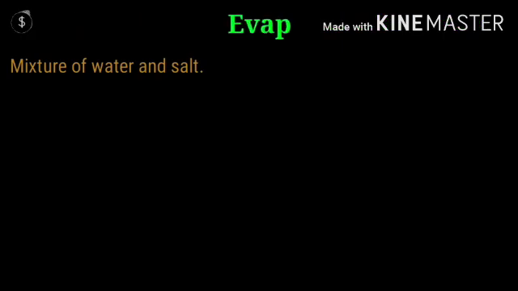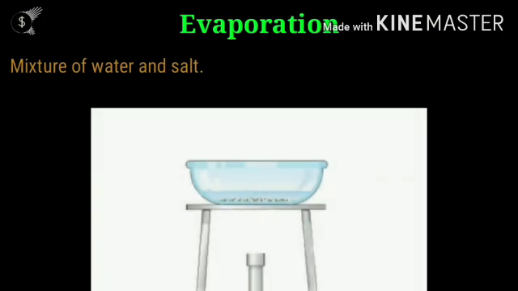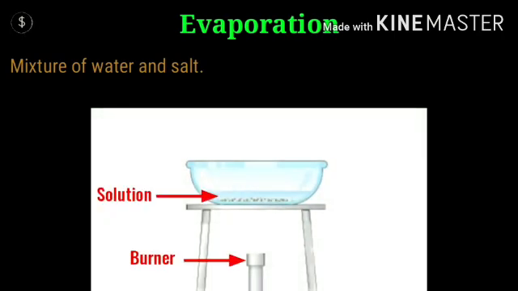Now, a mixture of water and salt. Suppose we have a mixture of water and salt. How will you separate them? Can you use these three methods which we have studied? No, we cannot use them. So we use the method of evaporation here. A mixture of water and salt can be separated by evaporation.